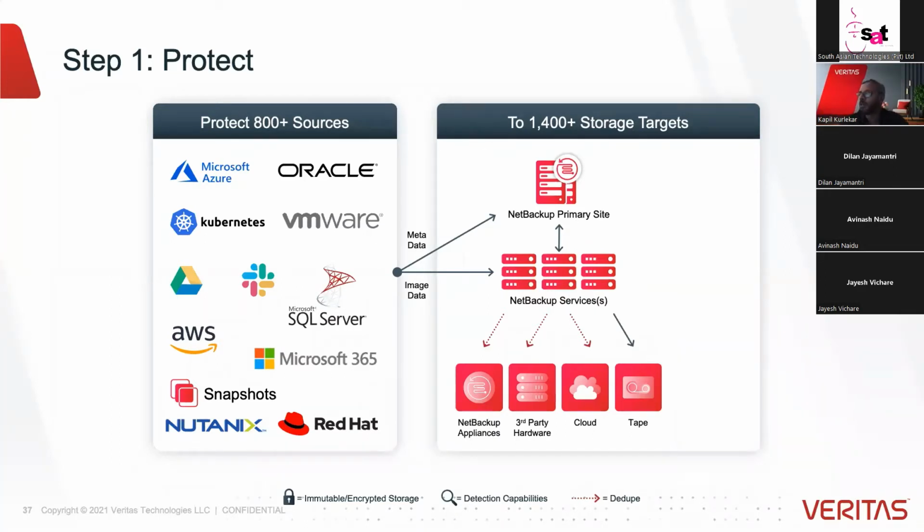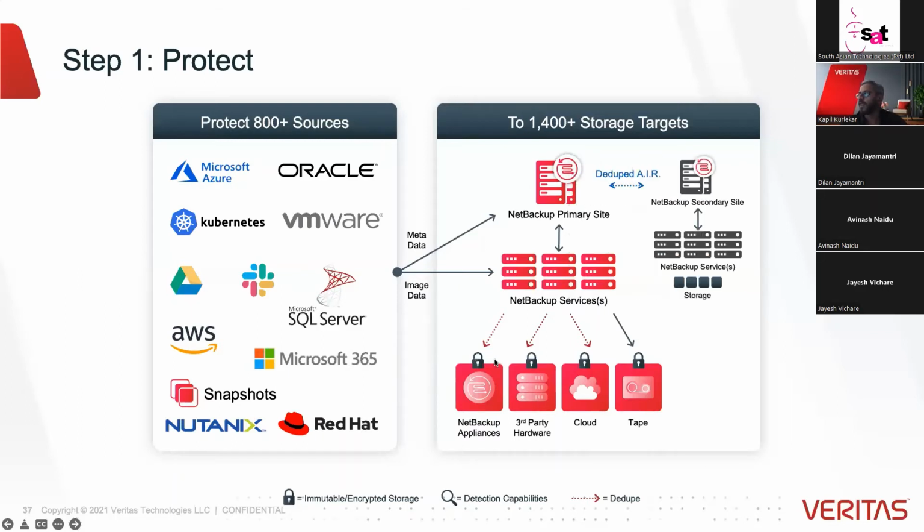It could be a primary site. It could be NetBackup services that you might have. You could protect on NetBackup appliances. You can store your data on NetBackup appliances, on third-party hardware, on cloud, on tape. The options that you have are really, I mean, the flexibility that you as a customer have is really good, right? Again, all of this comes with security, encryption, immutability, and all of these options, right?